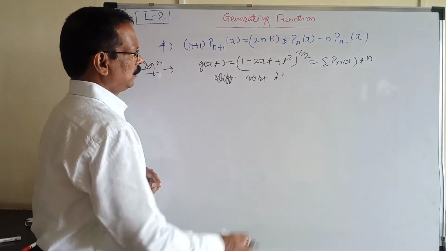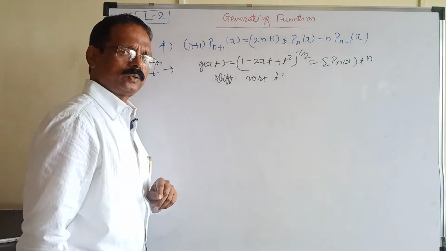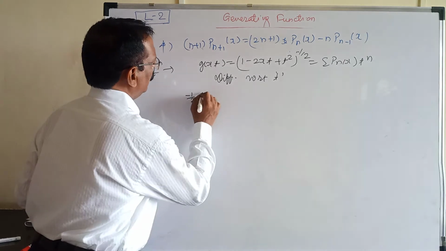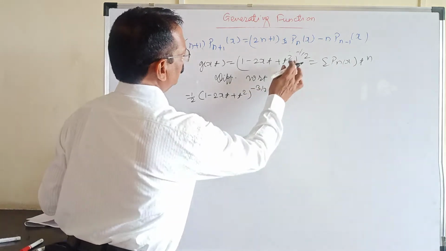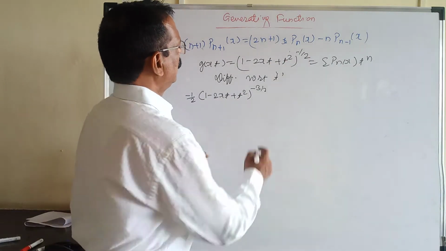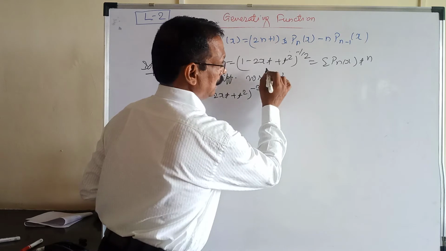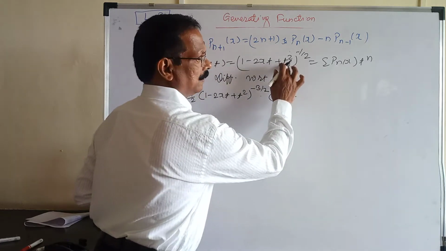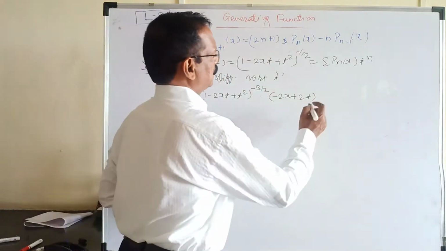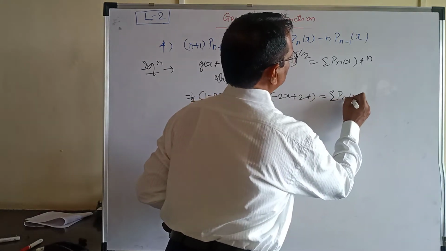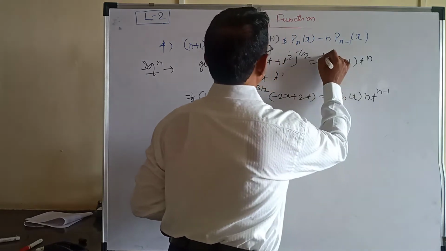What do we get? We have to differentiate this equation. The differentiation of x^n is n x^{n-1}. So it is minus half into (1 - 2xt + t^2) raised to minus 3/2, times the derivative of the bracketed term: the differentiation of minus 2xt with respect to t is minus 2x, and of t^2 it is 2t. This is the differentiation of the left hand side. Now differentiating the right hand side, it is the summation of P_n(x) into n into t^{n-1}, where n runs from 0 to infinity.